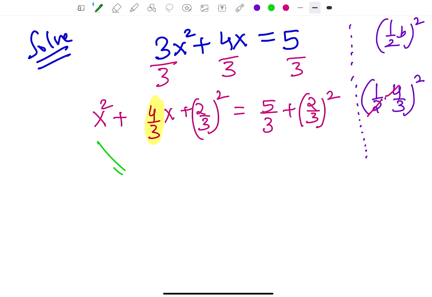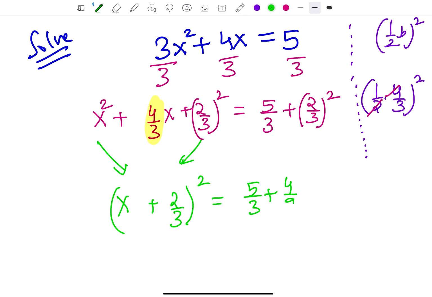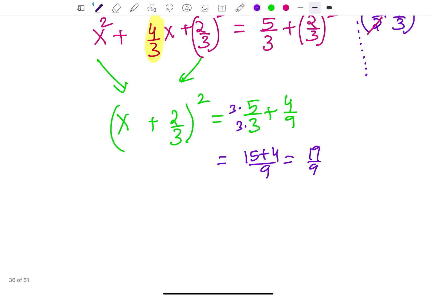Let's go ahead and complete my square now. X comes here, 2/3 comes here, the plus sign goes in the middle. On the right-hand side, we have 5/3 plus 4/9. Let's combine the like terms on the right-hand side to get a single fraction. So that's 15 plus 4 over 9, which is 19 over 9. So x plus 2/3 squared equals 19 over 9.